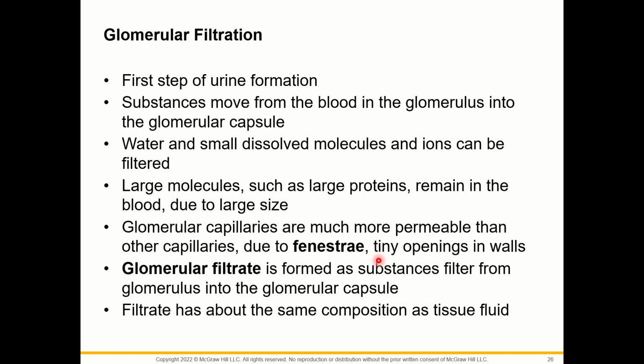So let's look at glomerular filtration. It's the first step of urine formation. Substances move from the blood in the glomerulus into the glomerular capsule. Water and small dissolved molecules and ions can be filtered. Large molecules, such as proteins, remain in the blood due to their large size. That's why if you have protein in your urine, that's a bad sign.